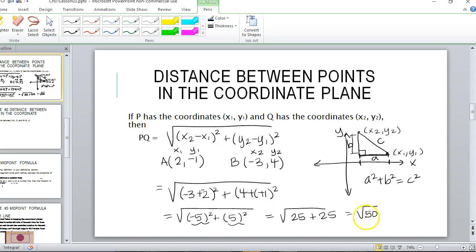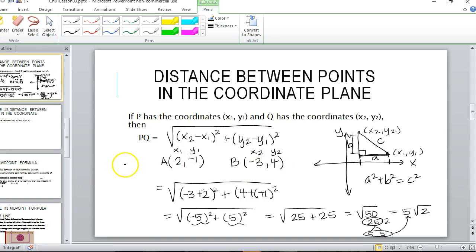All right, we can simplify this because we know this is 25 times 2. The square root of 25 is 5, and then the square root of 2 has to stay in. So remember our little factor tree that we have seen before. I have a group of 2 5s, so it's going to come out as a 5. So this length, C, is 5 times the square root of 2 for the points 2, -1, and -3, 4.